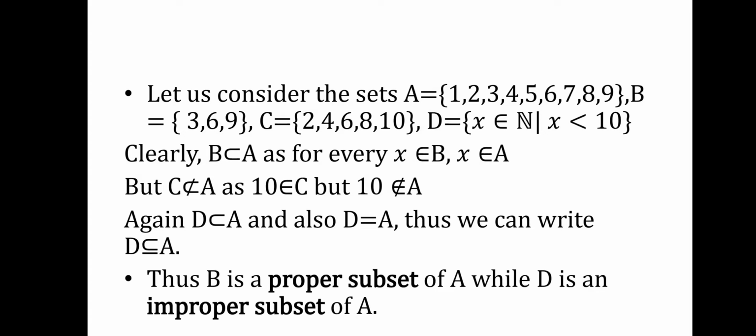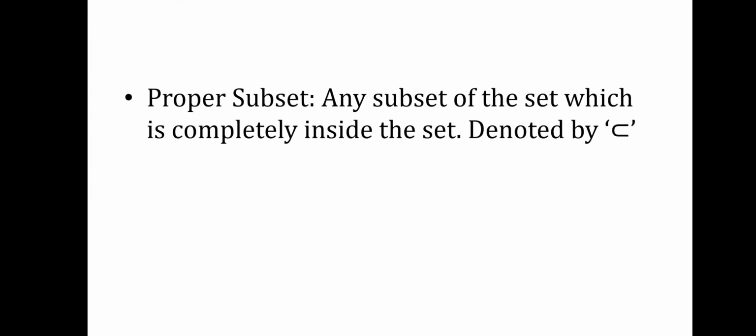Next. Now on the basis of the symbol, we differentiate a subset into 2 categories. The first one is called a proper subset and the second one is called an improper subset. Now what is a proper subset? Proper subset means that it is contained completely inside the set, right? And improper subset means it can be equal to the set also, right? And also a null set can be considered as an improper subset as well. So this is basically what is written.